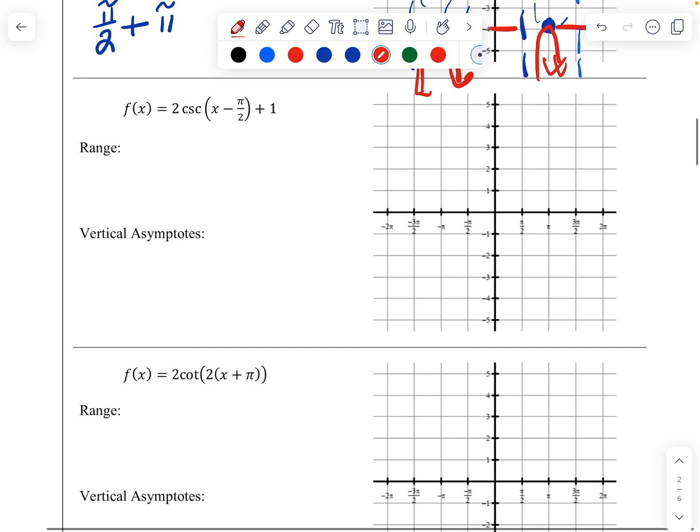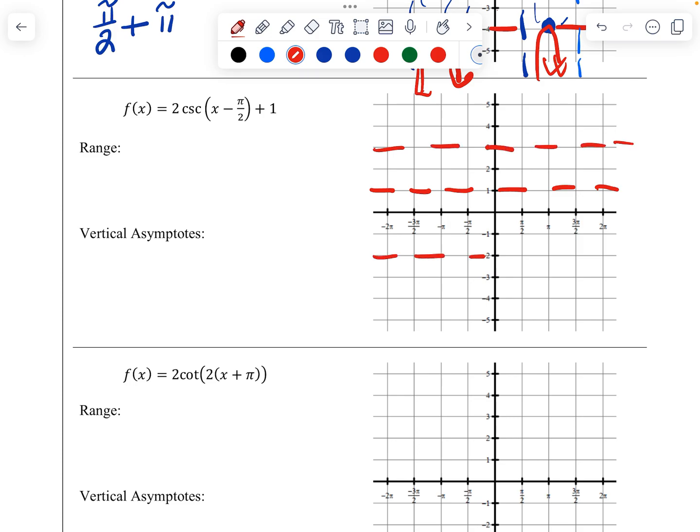All right, so this is a sine. So our midline is at 1. And our 2. All right, so this one, period 2 pi. So it's a sine, so it starts at 0, at our midline, but it moves to the right pi over 2. So it's really starting here. And then it would go high, mid, low.